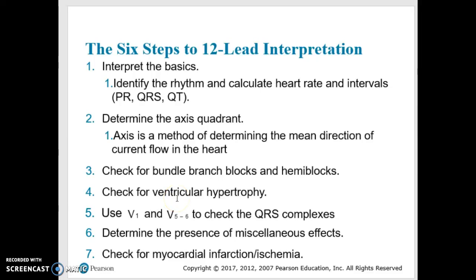Step 5 is going to be use V1 and 5 and 6 to check the QRS complexes. And again, that is going to help us look for hypertrophy. You'll have an increased R wave. And then we want to determine the presence of miscellaneous effects. And 7 is check for myocardial infarction or ischemia. And again, a myocardial infarction is a heart attack, and one of the results of that heart attack would be ischemia.